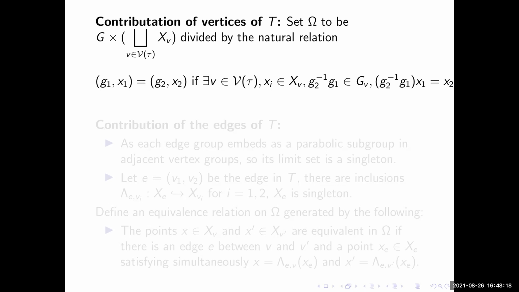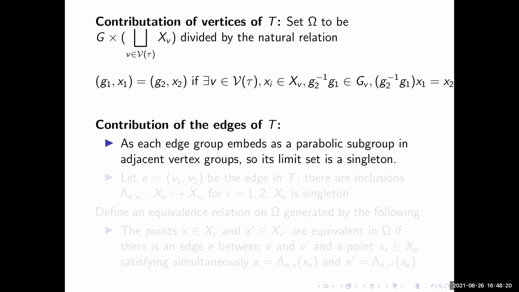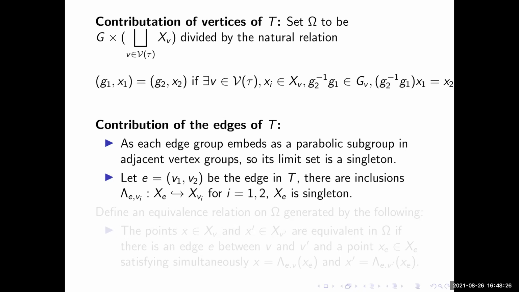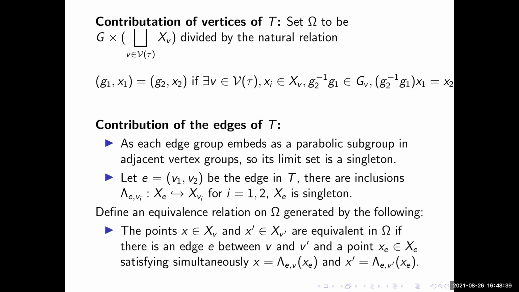So this is the contribution of the edges. Since each edge group embeds as a parabolic subgroup, its limit set is a singleton. So for each edge, we have this inclusion, from X_e to X_{v_i}. X_e is just a singleton. This is just a parabolic point. So then we can define an equivalence relation. Omega, the point: if you take two points x and x prime in, let's say, X_v and X_v prime, they are equivalent if there is an edge e joining v and v prime and a parabolic point, which satisfies simultaneously this condition.